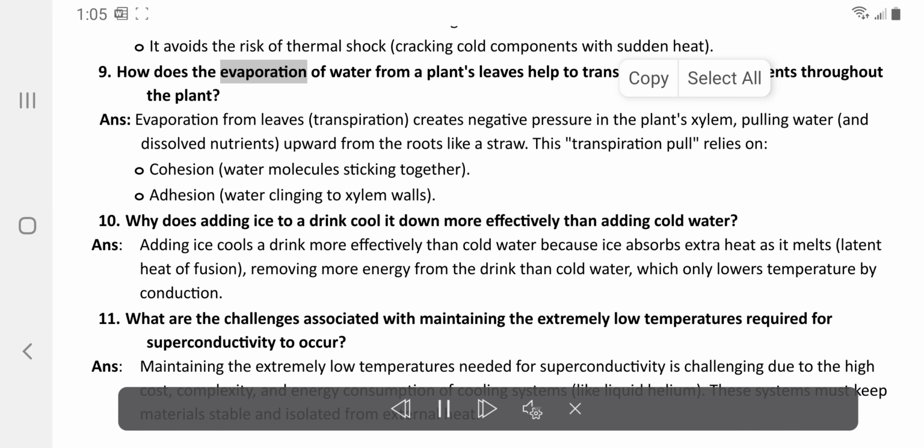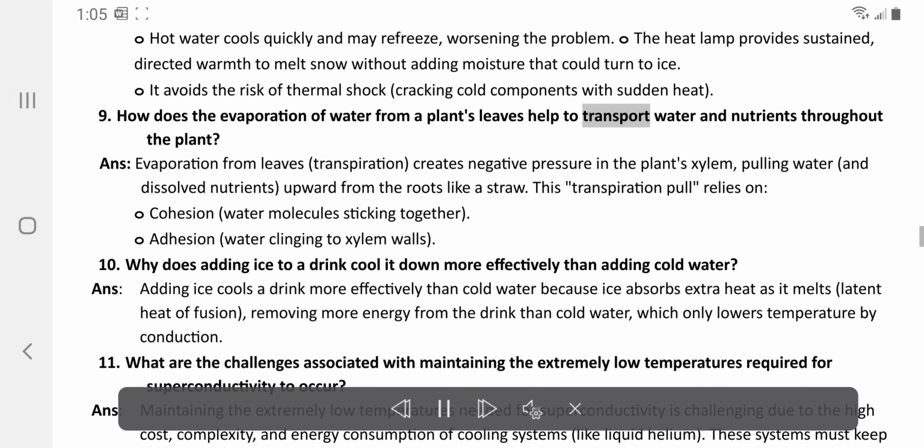How does the evaporation of water from a plant's leaves help to transport water and nutrients throughout the plant? Answer: evaporation from leaves, transpiration, creates negative pressure in the plant's xylem, pulling water and dissolved nutrients upward from the roots like a straw. This transpiration pull relies on cohesion, water molecules sticking together. Adhesion, water clinging to xylem walls.